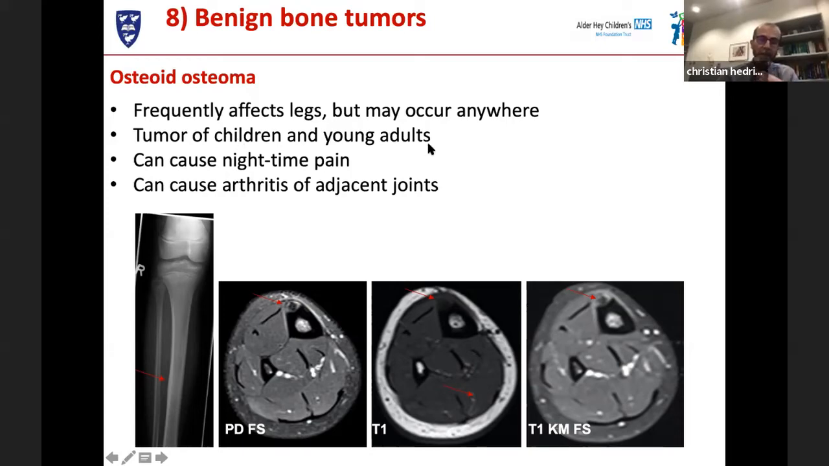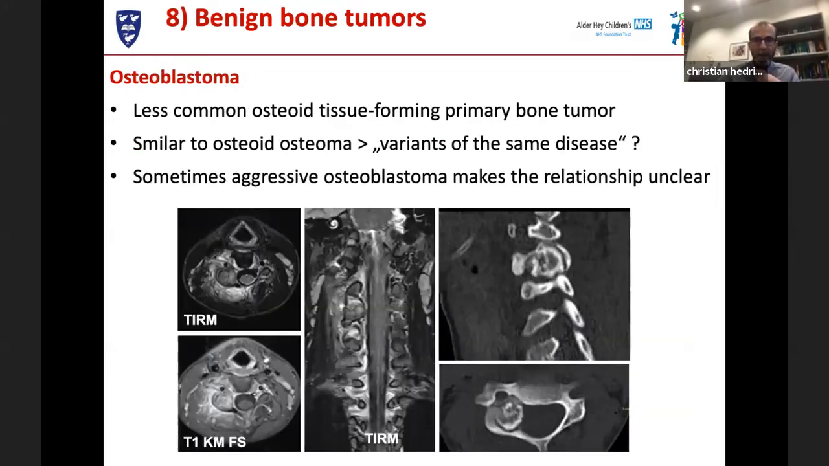It basically never happens in individuals past the 40th to 50th birthday. It usually triggers nighttime pain, and that's quite characteristic for it. And it can even cause arthritis if it happens close to joints. What you can see down here on the X-ray is bone sclerosis. That's quite typical. And then the MRI images showed a characteristic nidus formation, which is then also diagnosis giving, and can be seen on MRI or CAT scan images.